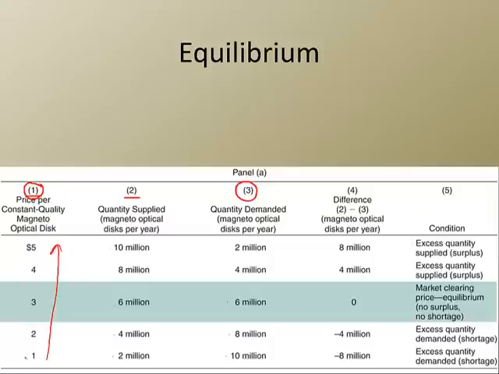Down at a lower price, say $1, we have producers only willing to make 2 million units, but people want to buy 10. So there are 8 million people who want one of these things, and they can't get it. We call that excess quantity demanded, or a shortage.